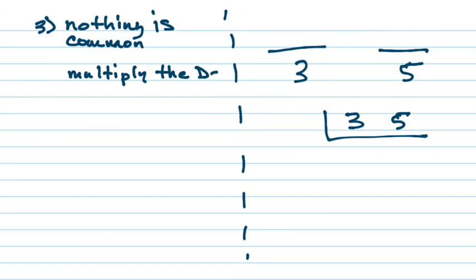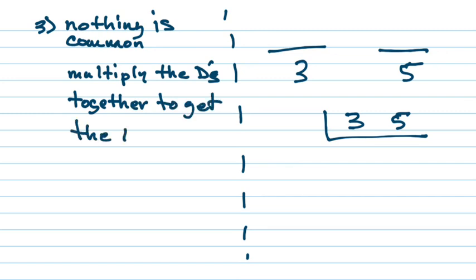the denominators together to get the LCD. They don't have anything in common, so we're just going to take 3 times 5 and get my LCD of 15. Okay? So nothing is common, so simply multiply the denominators together to get the LCD.